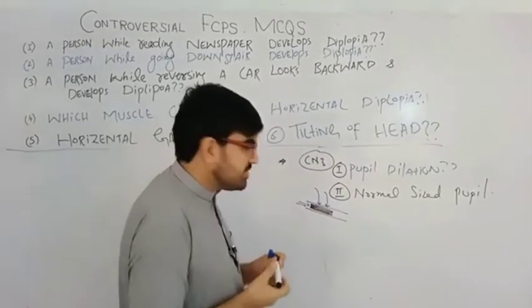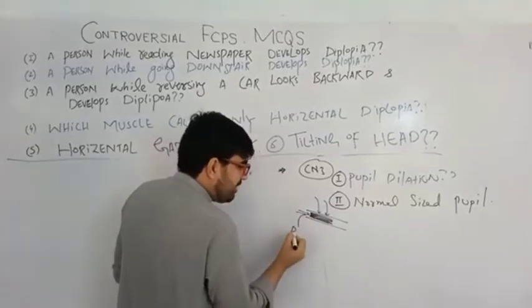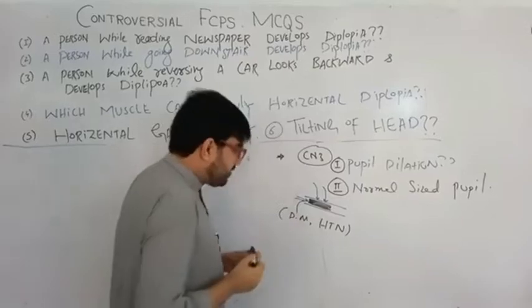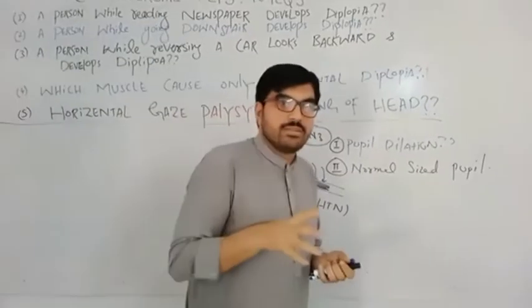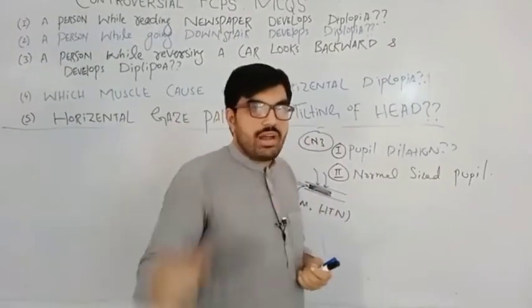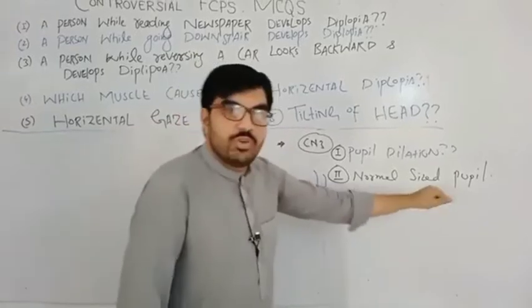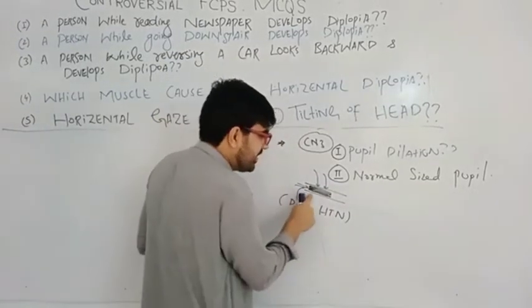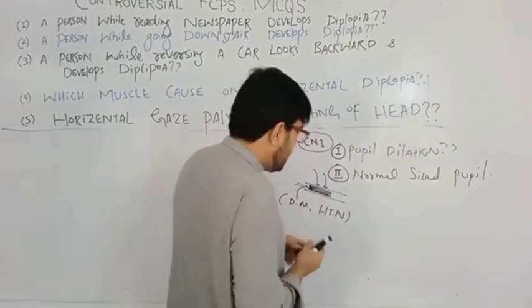Now what are those two diseases? From the center, diabetes mellitus and hypertension are the most common causes. So if a patient has an eye that looks outward and downward with a normal size pupil, you should think of diabetes and hypertension, because the pupillary muscles are relatively spared.